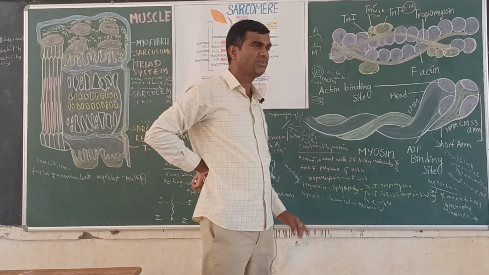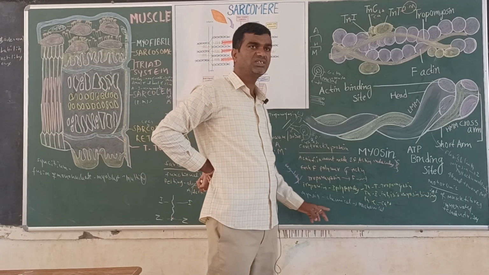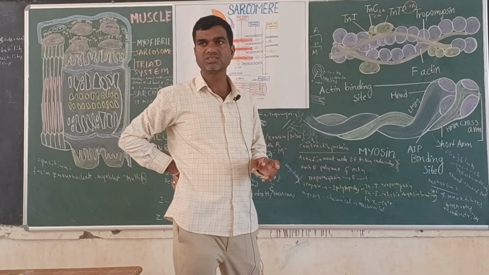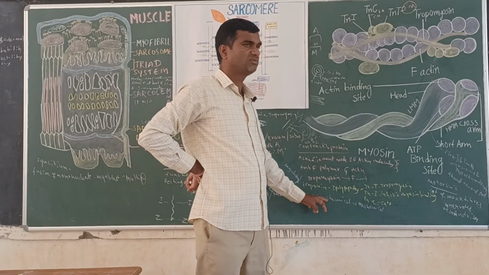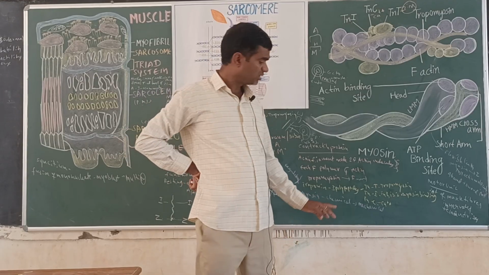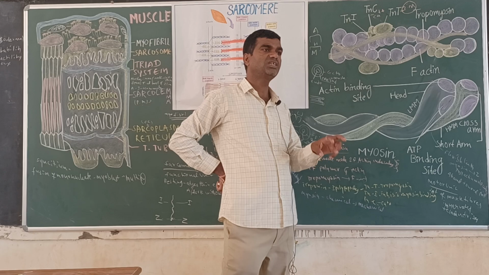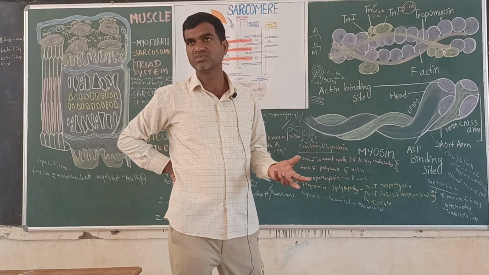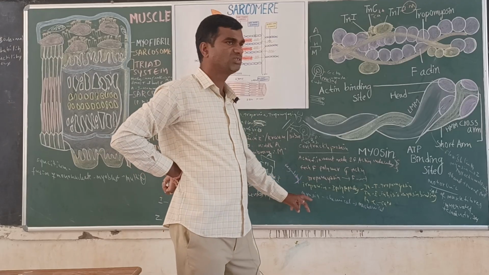If you see the myosin filament, what is the property of myosin filaments? Myosin sometimes releases energy from ATP. When ATP is broken down, the chemical energy is converted into mechanical energy with the help of myosin.